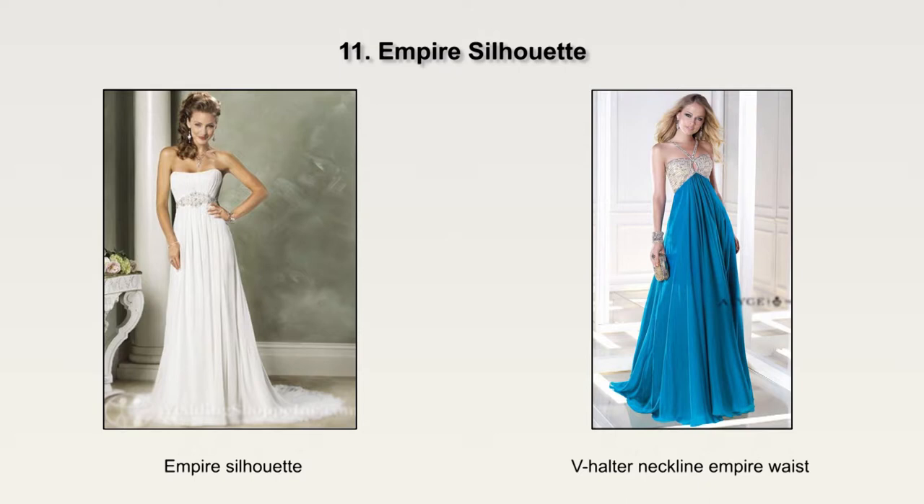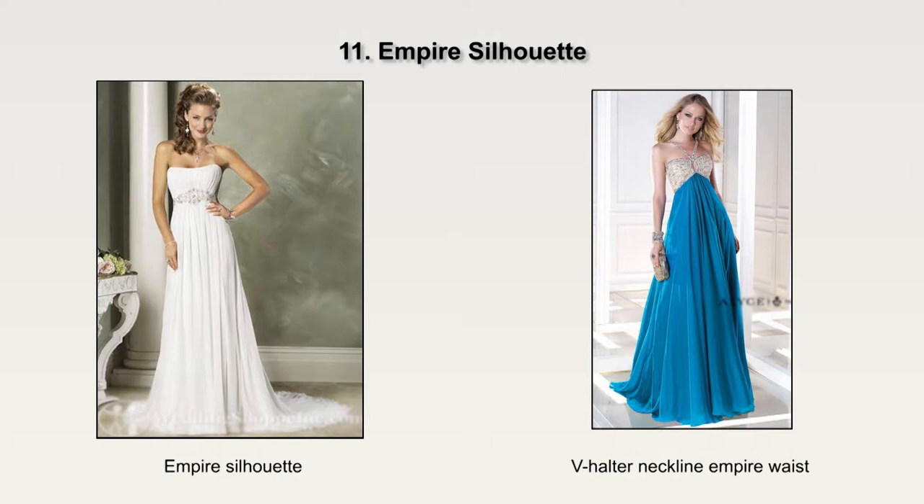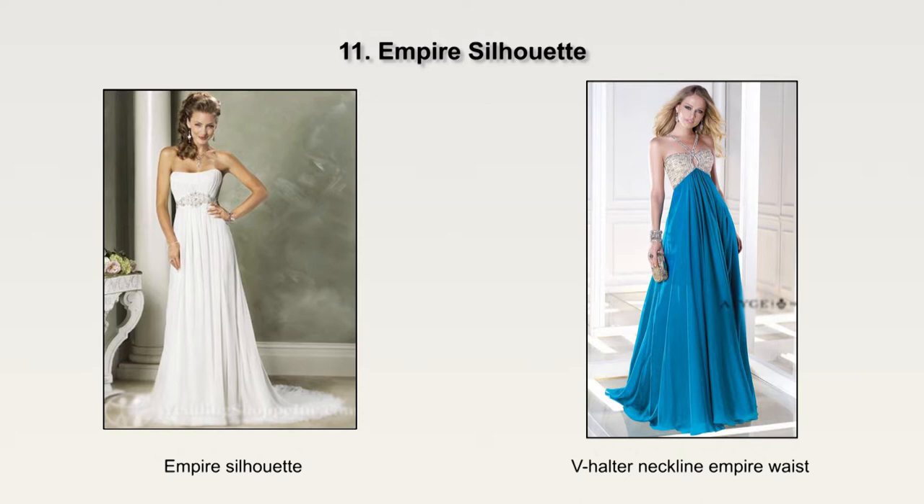Some examples of the empire silhouette. Please note how in the picture on the left, the waistline starts higher than usual and just below the bust. The same is the case with the picture on the right. It is an Alice Bedazzle V halter neckline empire waist chiffon dress.